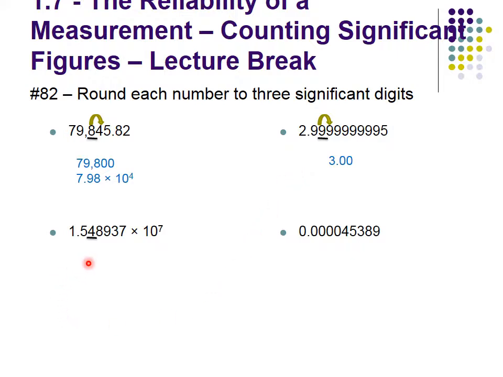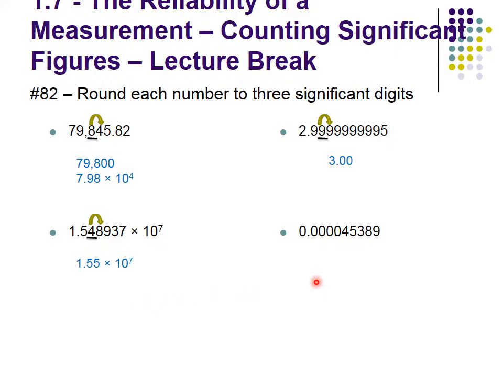Over here, there's our third significant digit. We look behind it, it's going to make us round up. 1.55 times 10 to the 7th. Now notice that this stays, nothing changed with that, because that's just there to tell us how big the number is. And the size of the number hasn't changed.